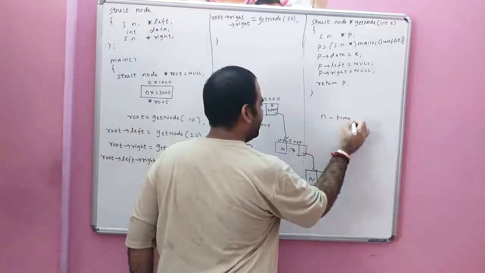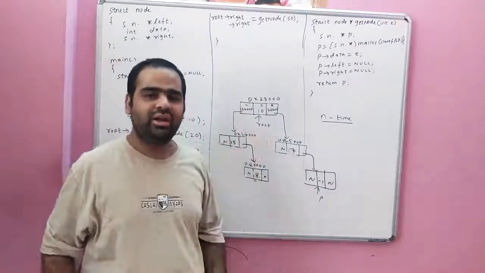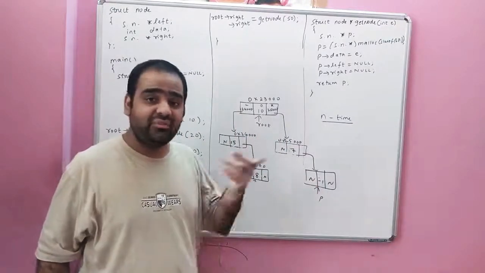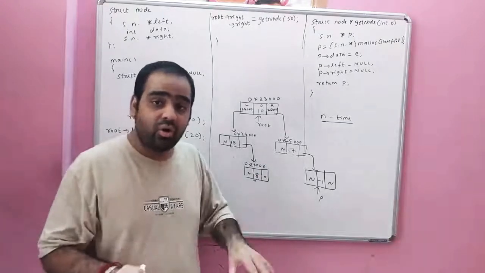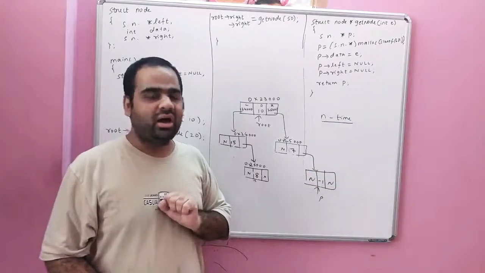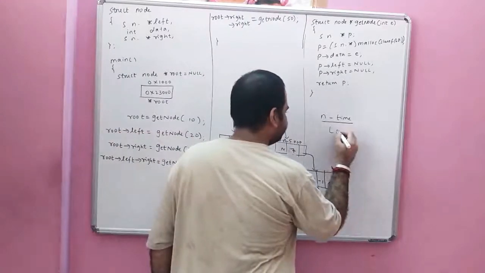What do you mean by n time? N time means if there are 5 nodes, I have to search 5 times. If there are 500 nodes, I have to search 500 times. If there are 5,000 nodes, I have to search 5,000 times, because I do not know where data is available. Is it on LHS or on RHS of the subtree?